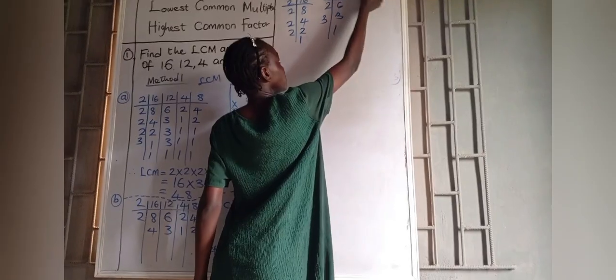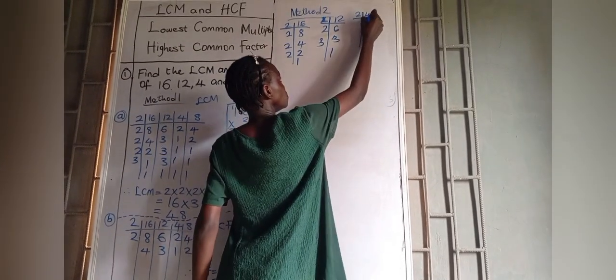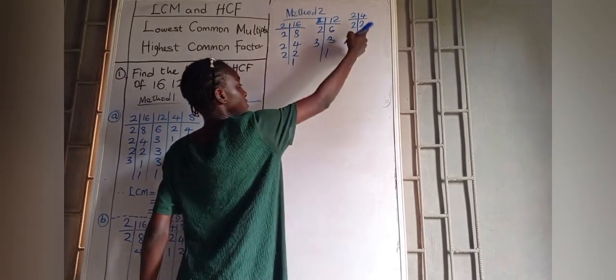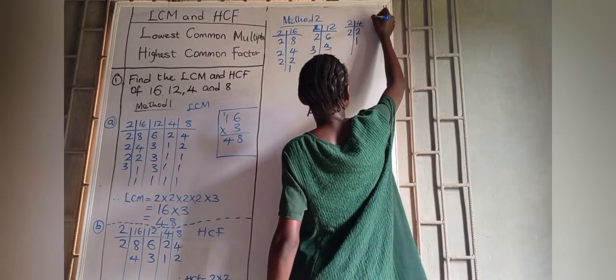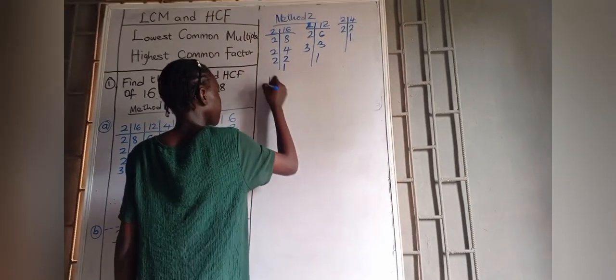So 2 can divide. 4 divided by 2, that is 2. I also write 2 here because it is an even number. 2 divided by 2, that is 1. So the last one, let me put it down here.